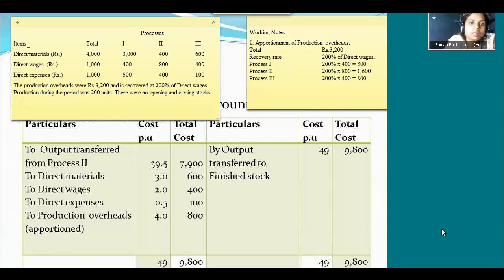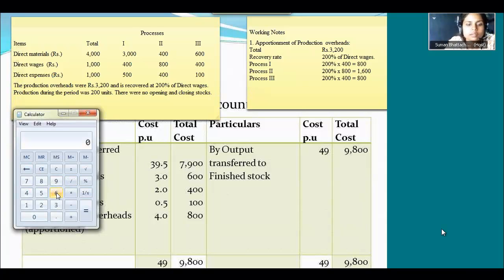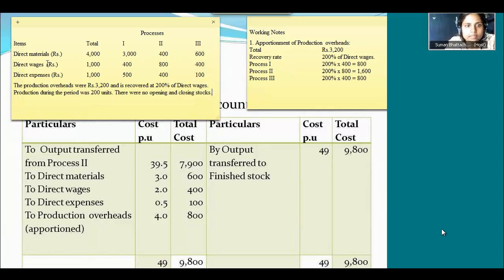Now for expenses of process 3, direct material 600. So to direct material 600. Then what will be the cost per unit? 600 divided by 200. So it's 3 rupees. Then next, direct wages, how much? 400. So the cost per unit is 400 divided by 200, rupees 2.